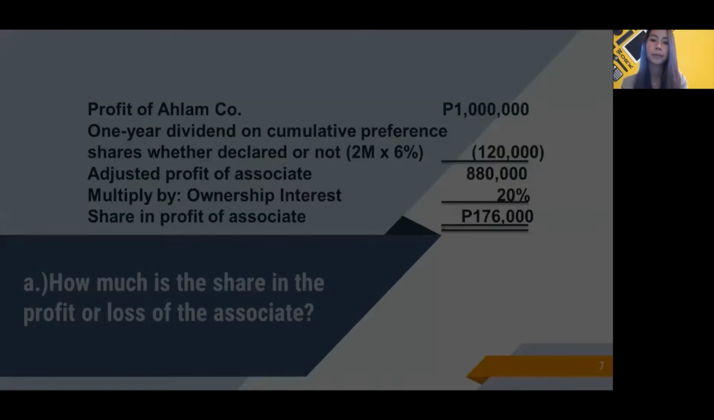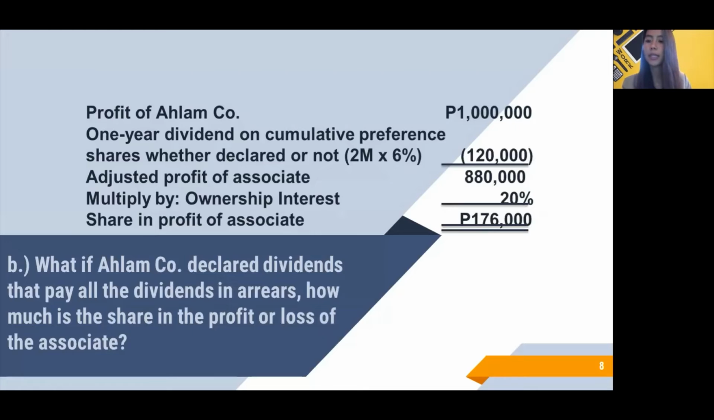So ayun. So for letter B, sabi what if alam ko declared dividends that pay all the dividends in arrears? How much is the share in the profit or loss of the associate? So same computation lang siya kasi whether dineclare siya or not, magbabawas pa rin tayo ng 1-year dividend. So the answer is still 176,000 pesos share in profit of the associate.